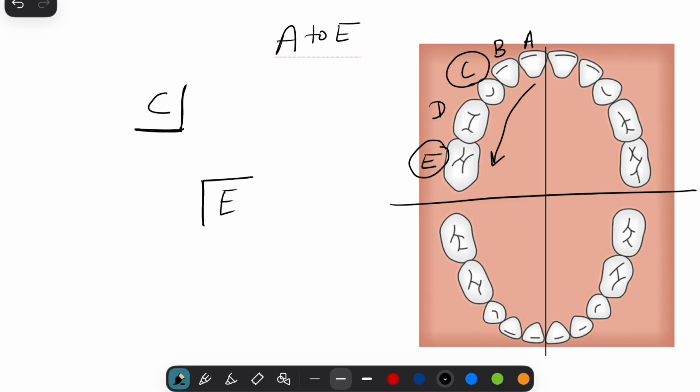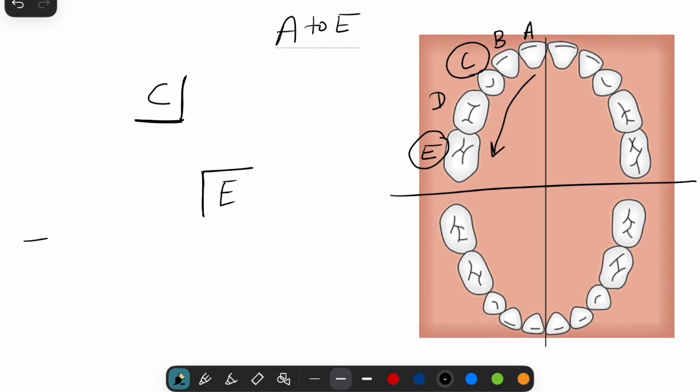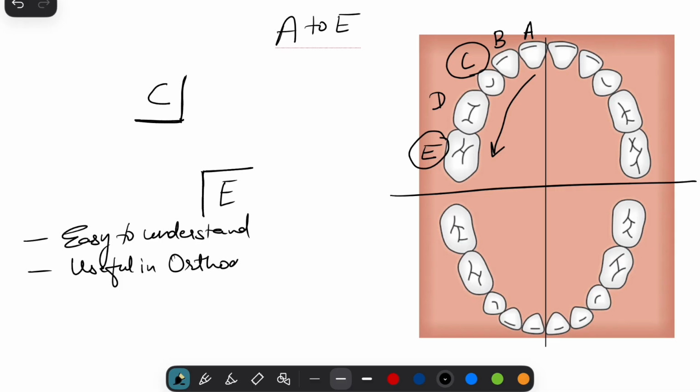So now some advantages of the Palmer notation system. So it is easy to understand. Then it is useful in orthodontics. So orthodontists commonly use Palmer notation because quadrants are clearly separated. Then simple visualization. Okay, you just have to visualize that we have 4 boxes in the mouth. Then these are the advantages.